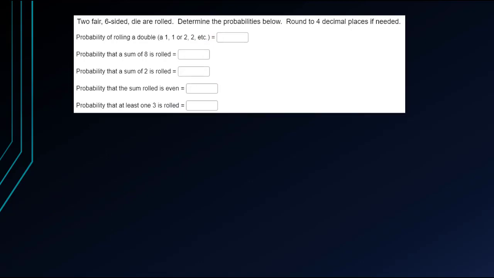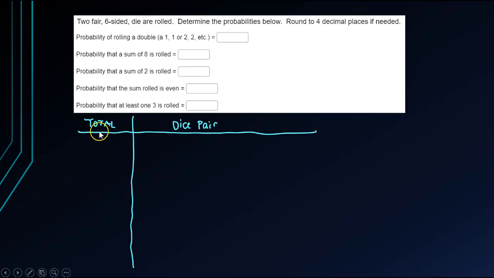2 fair 6-sided dice are rolled. Determine the probabilities below, round to 4 decimal places if needed. Dice tossing is one of the ones that usually comes up a lot in any probability course, which is usually why one of the tables that students tend to remember a lot are the possibilities for dice. So basically I'm going to come up with the outcomes here, the dice pairing. The dice totals could be 2 through 12.